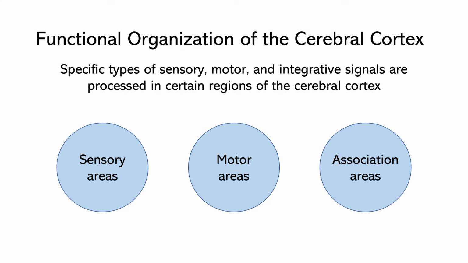Let's talk a little bit about all the different parts of the cerebral cortex and how they are important for different functions of our body. We have sensory areas, which are responsible for receiving sensory signals, motor areas, which are responsible for delivering motor output, and association areas, which are more responsible for integrative signals and processing.